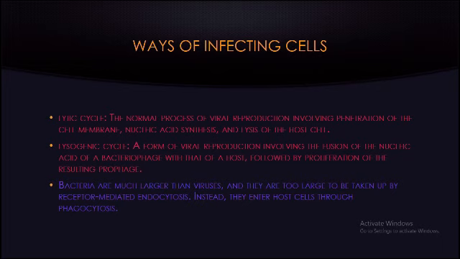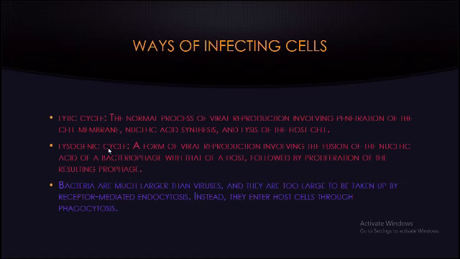First we have the lytic cycle, normal process of viral reproduction involving penetration of the cell membrane, nucleic acid synthesis, and lysis of the host cell. This means that the virus attaches itself to a cell membrane of a normal cell, then it gives it its genetic information and forces the cell to keep reproducing copies of the virus.